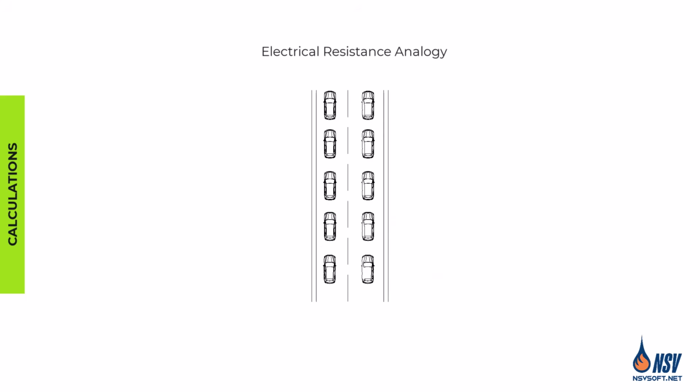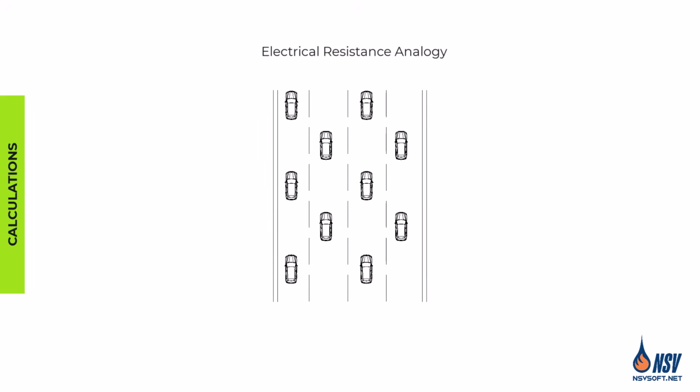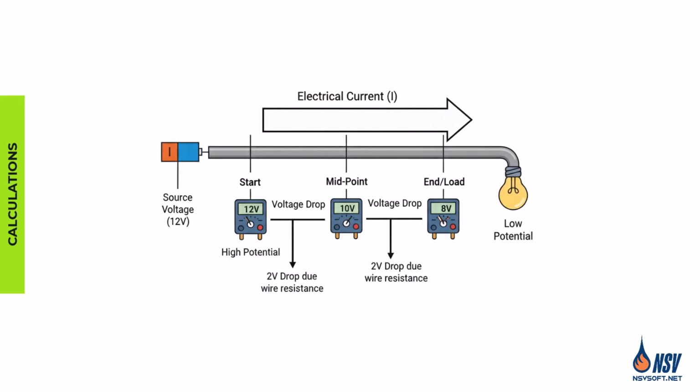You can also think of freeway traffic as resistance. The freeway is the conductor. The wider the freeway, the faster and smoother you travel. As electrical current flows through the conductor, it experiences a decrease in voltage between the source, the starting point, and various points along the conductor.